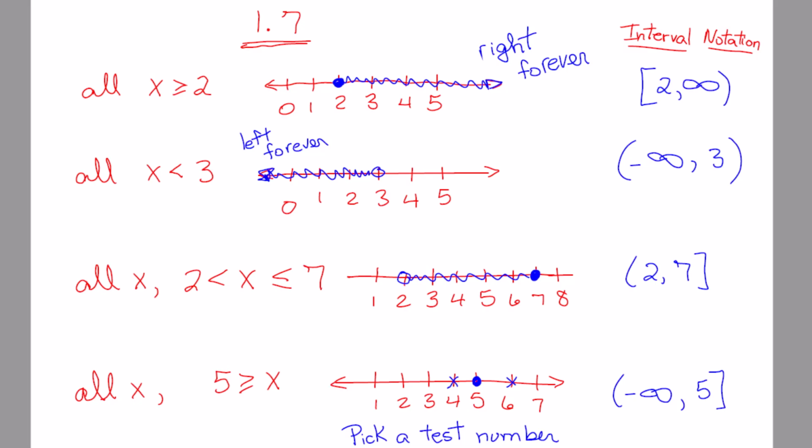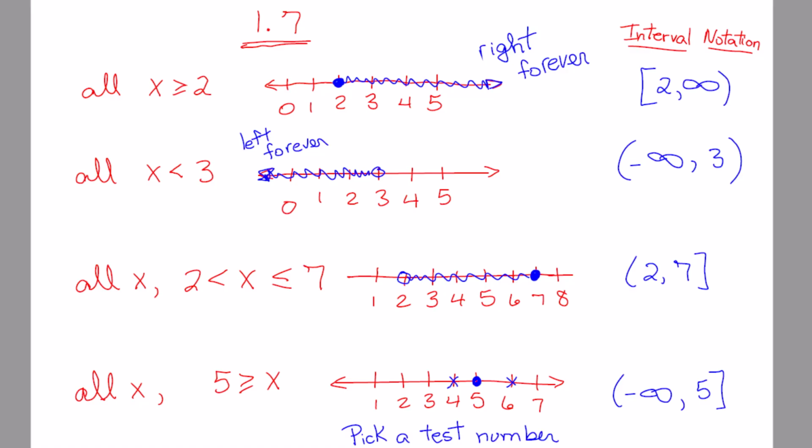Welcome to Math 1314. We are looking at section 1.7, continuing our discussion of absolute value. Before we do that, we need to look at number lines, graphing, and interval notation. So here in the very first one, I want all numbers greater than or equal to 2. Notice there is a closed dot because 2 is included, and this goes off to the right forever.